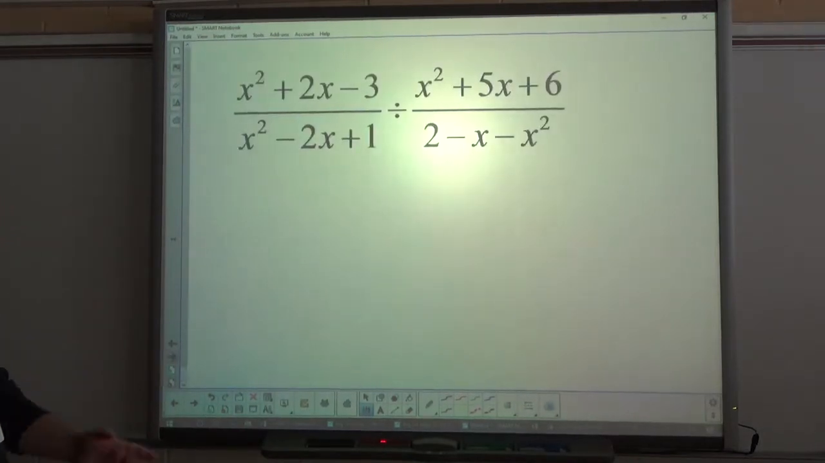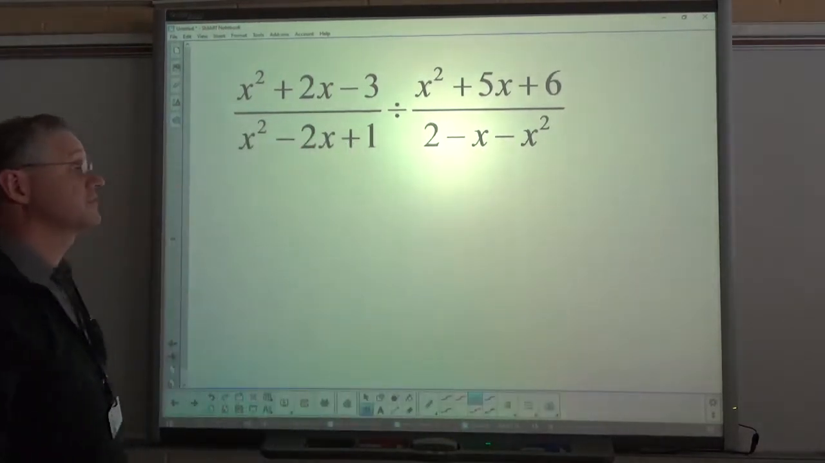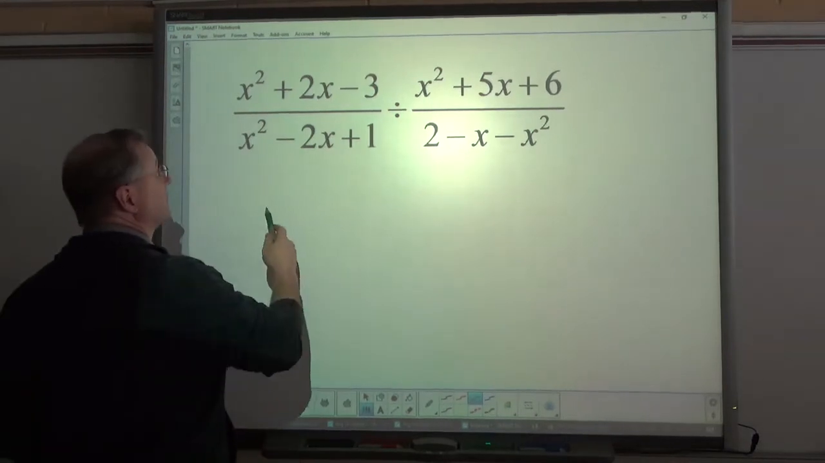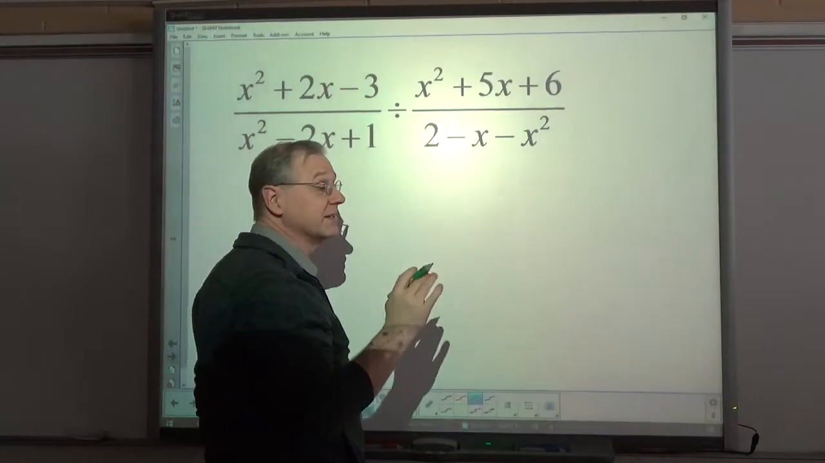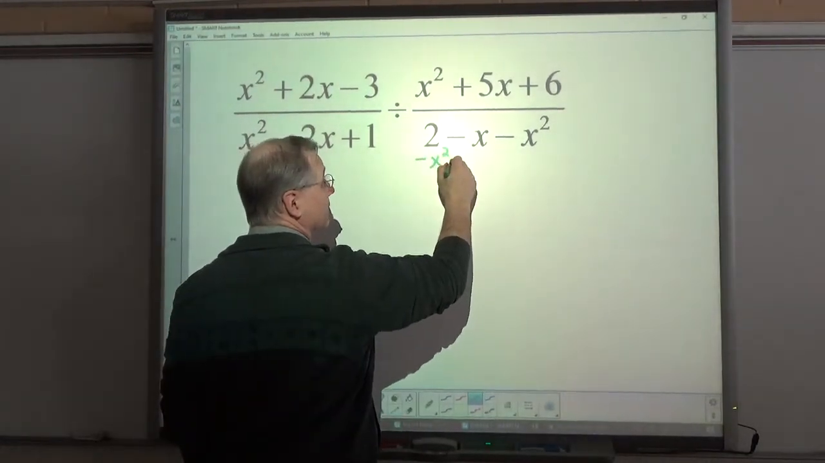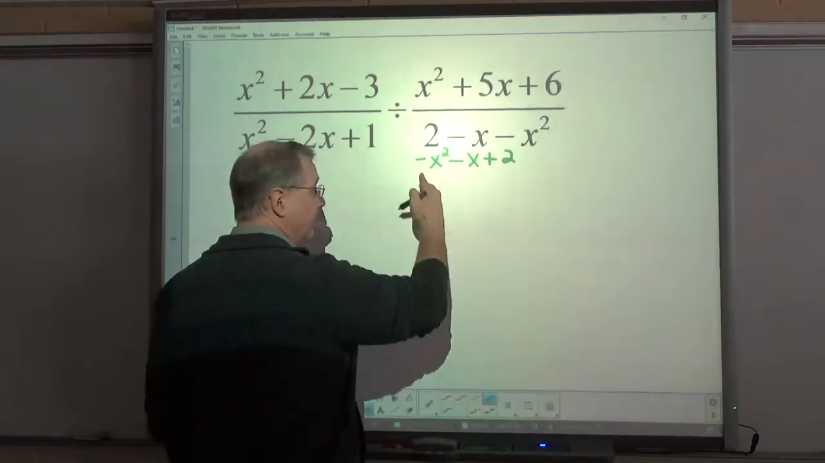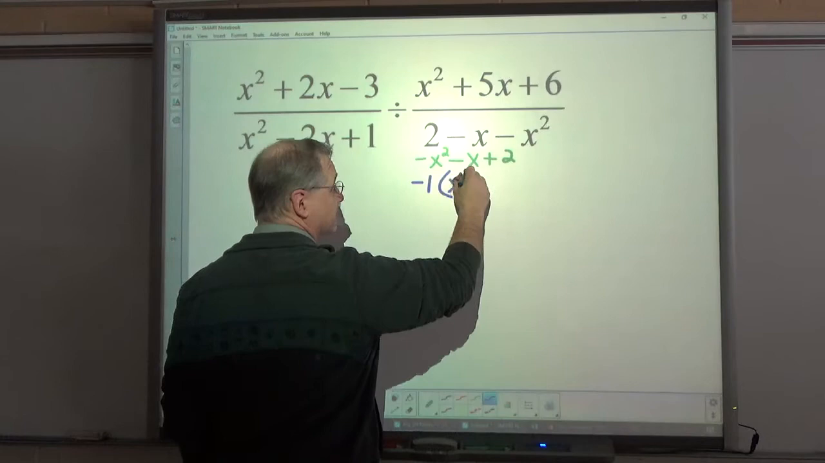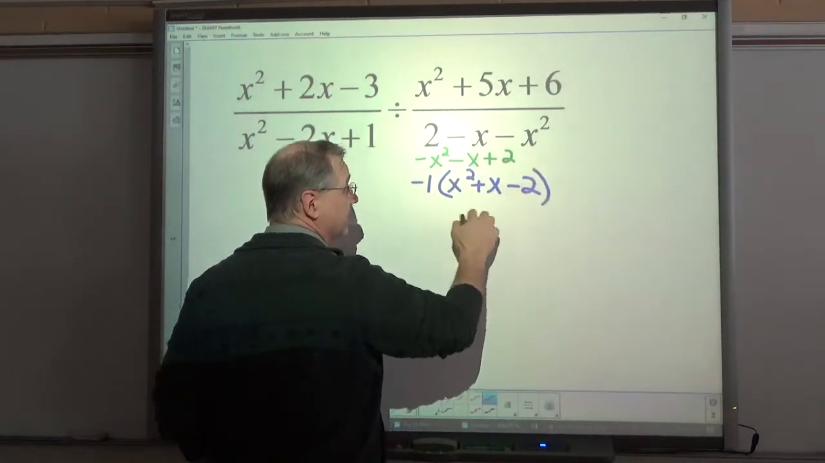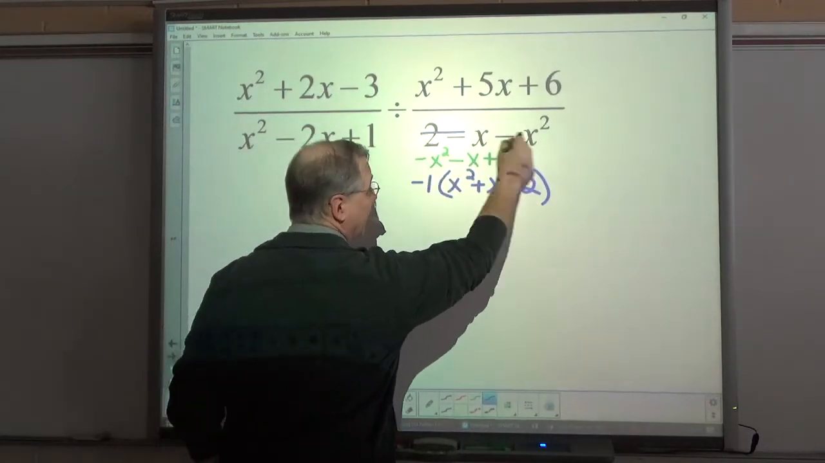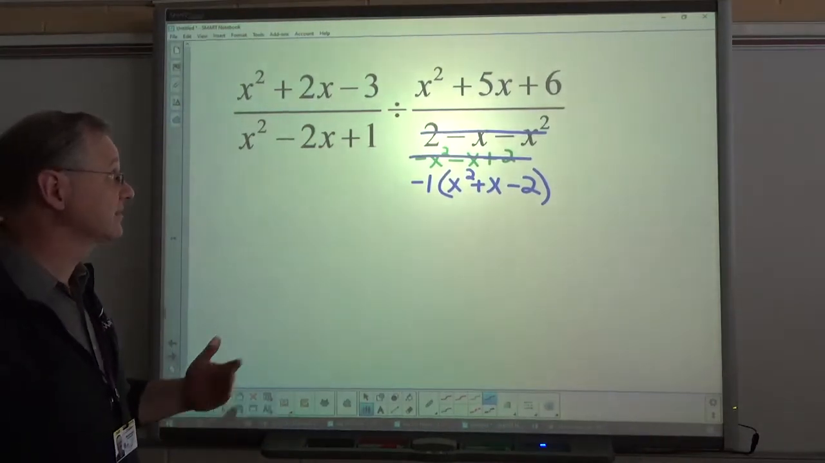Here's your next problem. See what you can do. All right, so the first thing I'm going to do is I can see this is not the way I want it, so I'm going to rewrite it before I do anything else. Negative x squared minus x plus 2. I still don't like that. I want it an x squared. So I pulled out a negative 1 plus x minus 2. Now I like it. So I'm going to put a line through each of these so I don't look at those when I'm working trying to find the answer.